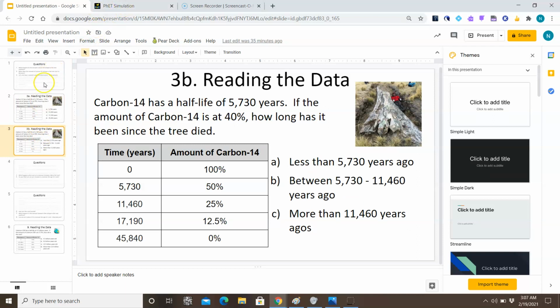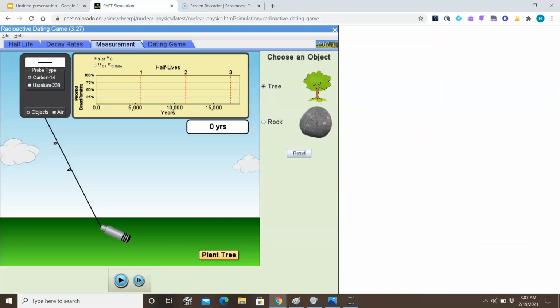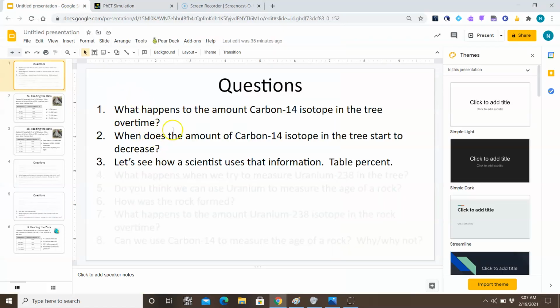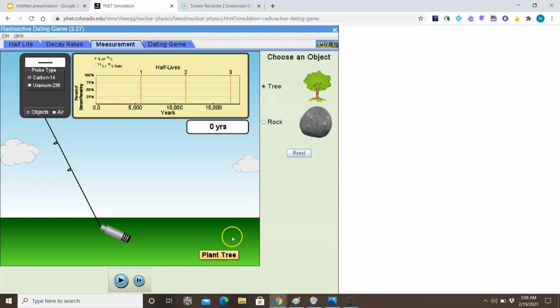Okay, so now that you have a sense of what you'll be doing during the simulation, you're monitoring the amount of radioactive isotope over time, and then using that to answer these questions. Let's go ahead and get started. So remember, I'm going to plant the tree. It's tree selected. I'm looking at carbon-14, that's selected. I'm planting the tree. Keep a close eye on the percent.